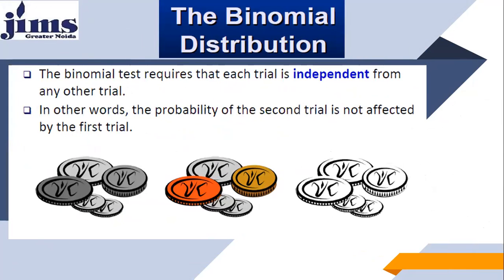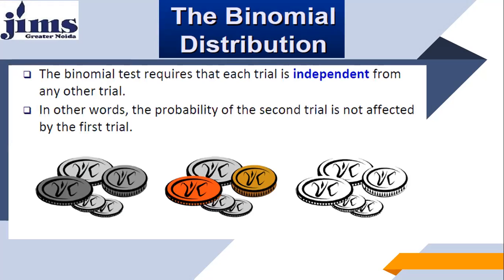Now, binomial test requires that each trial is independent from any other trial. In binomial distribution, when you perform a certain event, when you toss a coin several times, each trial is independent to other. Means if you toss a coin at a certain time, and again you toss a coin after certain time interval, then all these trials should be independent, right? In other words, the probability of the second trial is not affected by the first trial. This is the meaning. So trials should be independent to each other.